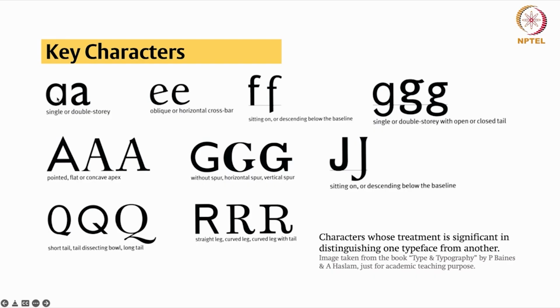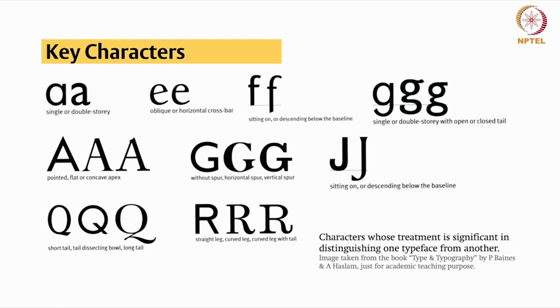So in letter A, if you look at this letter, you have a single counter, and in the second letter you have a closed counter and one open counter space as well. Similarly, if you look at letter E, many times you will find that the horizontal crossbar has been turned into oblique, and these changes have been done just to make the letter form unique. It is also visible in letter F, where the first letter is sitting on the baseline, whereas the second letter is going down the baseline, descending down the baseline.